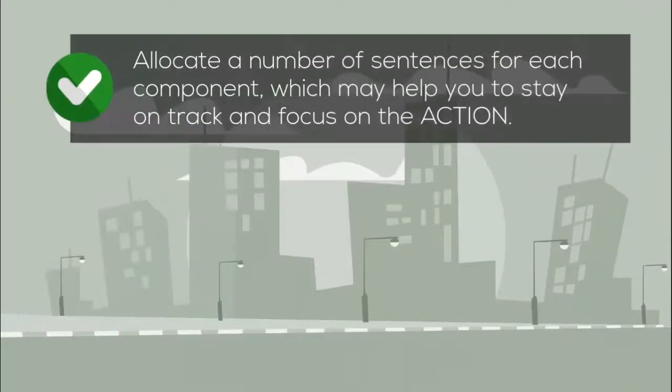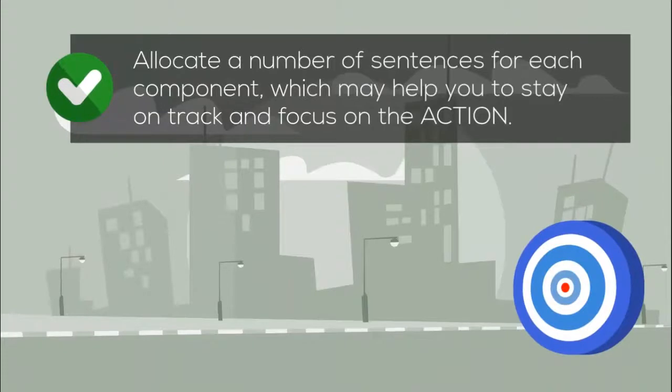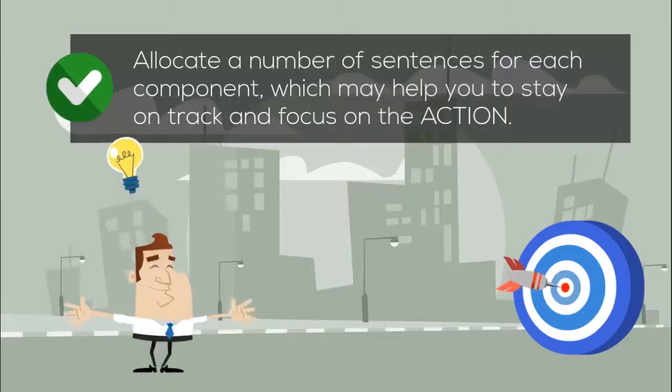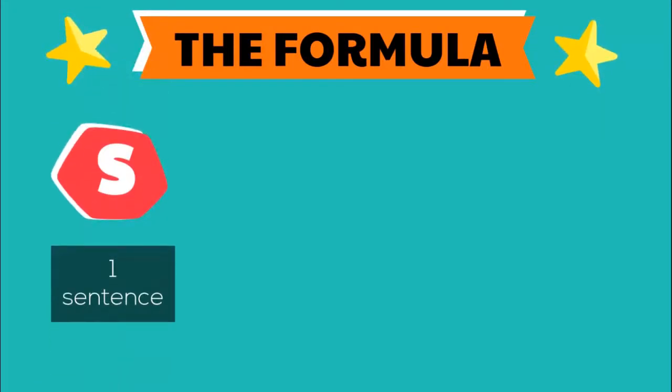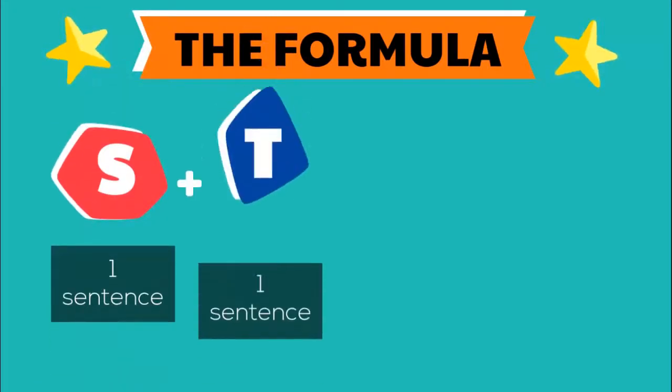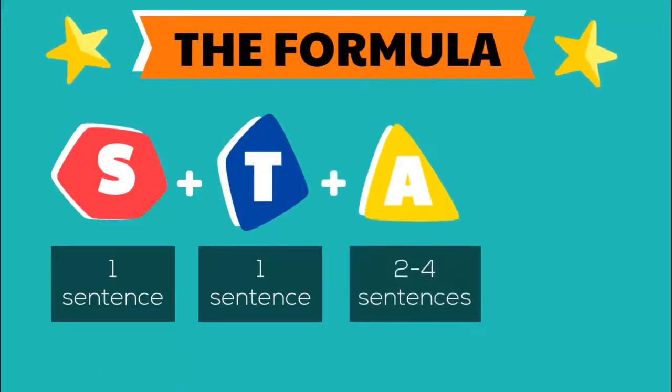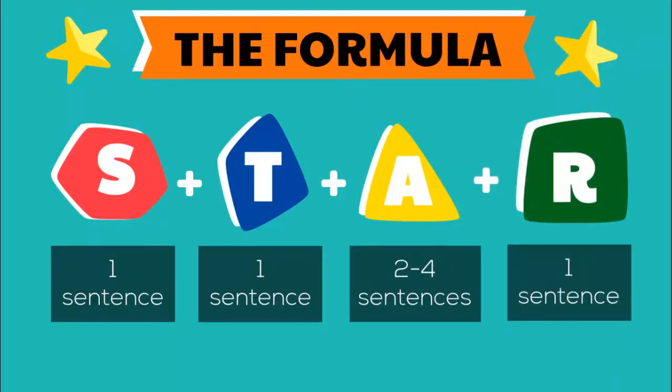A cheat's guide to STAR statements is to allocate a number of sentences for each component, and this may help you to stay on track and focus on the actions. So the formula is: use maybe one sentence for S for the situation, one sentence for T for the task, maybe 2 or 3 or 4 sentences for A for the actions, and another one sentence for R for the result.